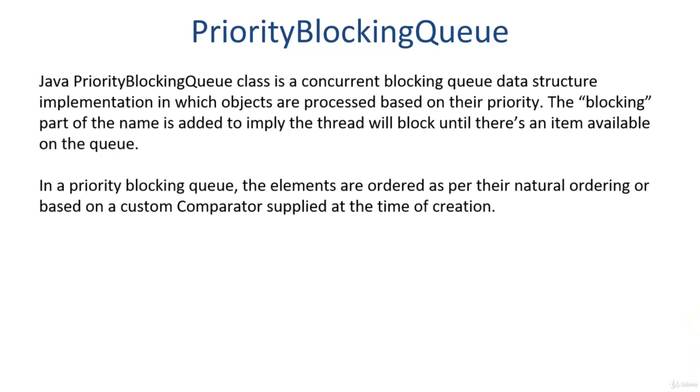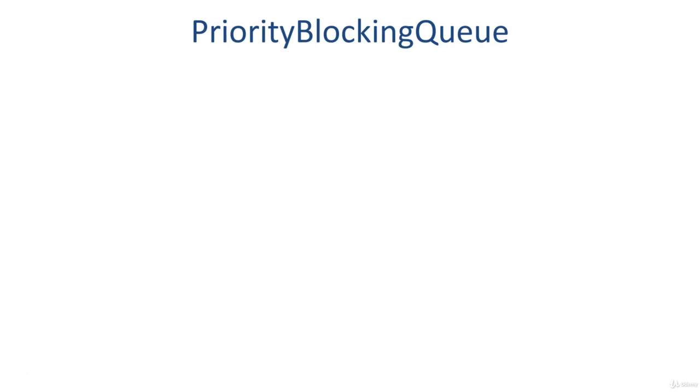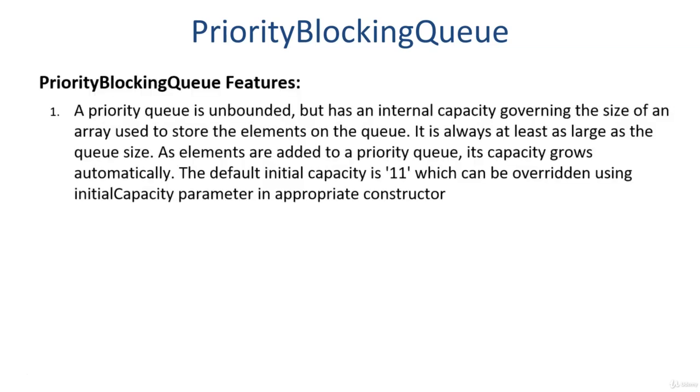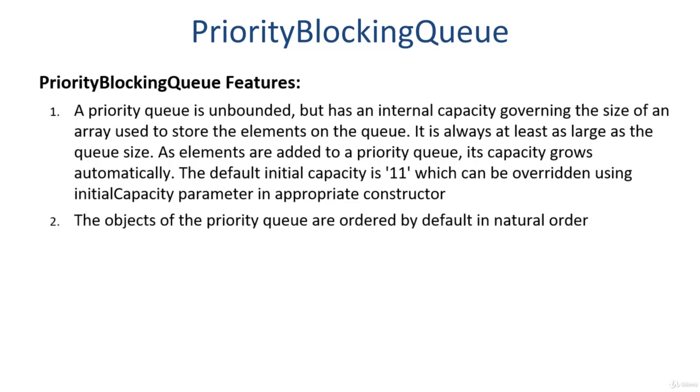In a priority blocking queue, the elements are ordered as per their natural ordering or based on custom comparators applied at the time of creation. Priority blocking queue features. A priority queue is unbounded but has an internal capacity governing the size of an array used to store the elements on the queue. It's always at least as large as the queue size. As elements are added to a priority queue, its capacity grows automatically. The default initial capacity is 11, which can be overridden using initial capacity parameters and the appropriate constructor.